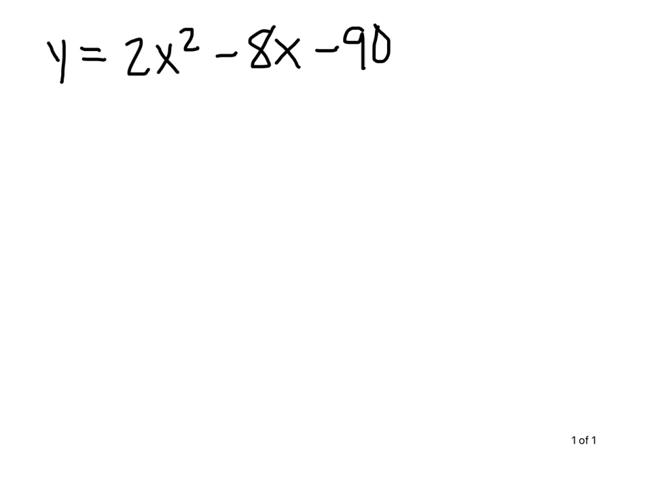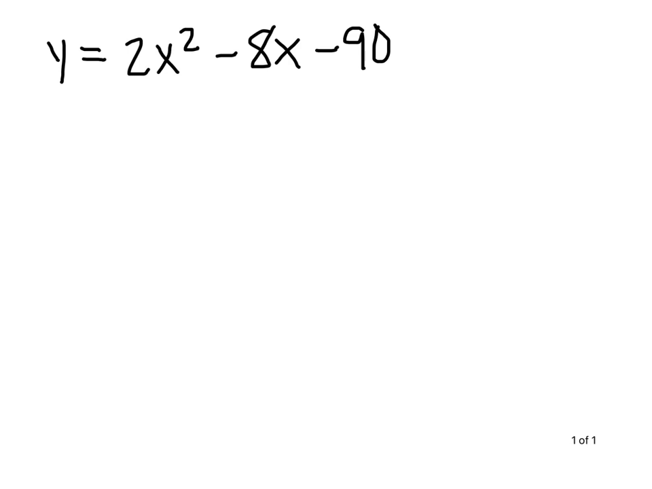Here we have a GRE question dealing with parabolas and quadratics. So they are asking you to indicate all x-intercepts for the following equation. We have y is equal to 2x squared minus 8x minus 90. Now, you might want to just kind of dive right in.